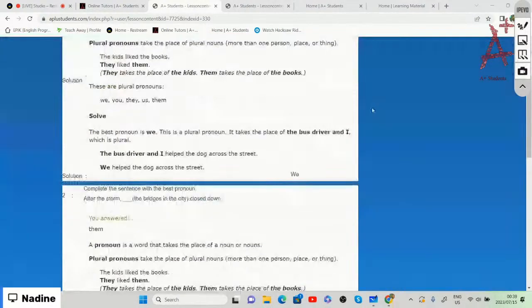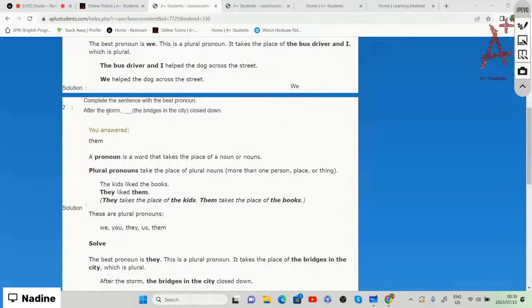All right, let's go to the next one. After the storm, the bridges in the city closed down. So we need to select the correct pronoun to replace the words the bridges in the city, or the words within the brackets, right?